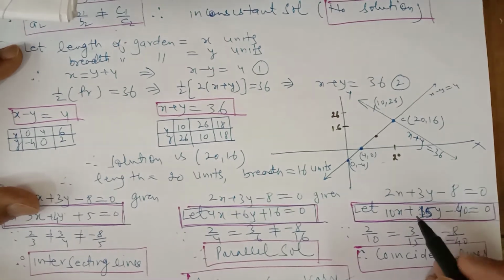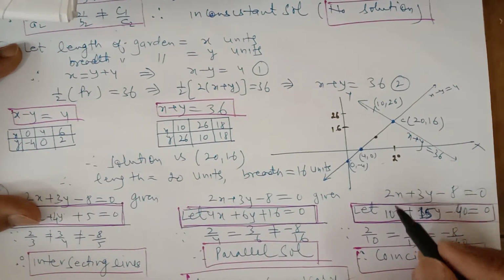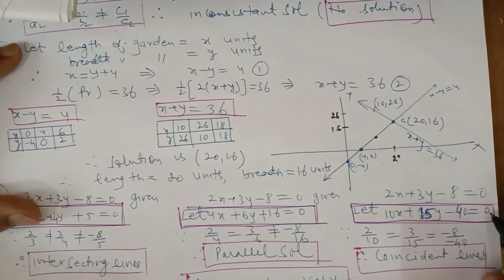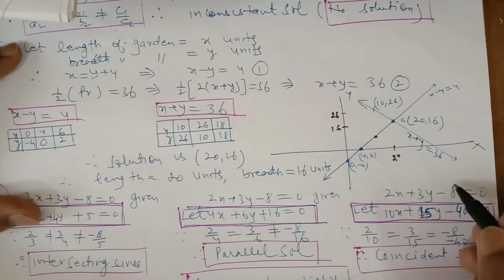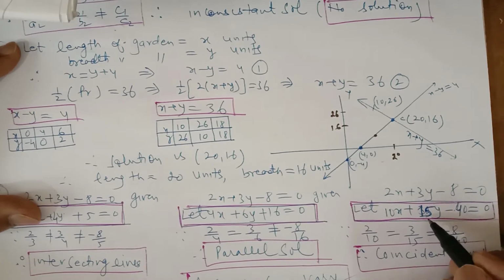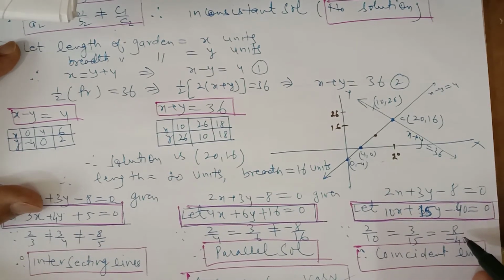Now in the third, give an example of a line which will be coincident with this. So you take that equation which will be coincident to this. I've taken 10x plus 15y minus 40 equal to 0. The ratio between these three should be equal to each other. 2 upon 10 is 1 upon 5, 3 upon 15 is 1 upon 5, minus 8 upon minus 40 is 1 upon 5. So they are equal to each other, so they will be coincident lines.